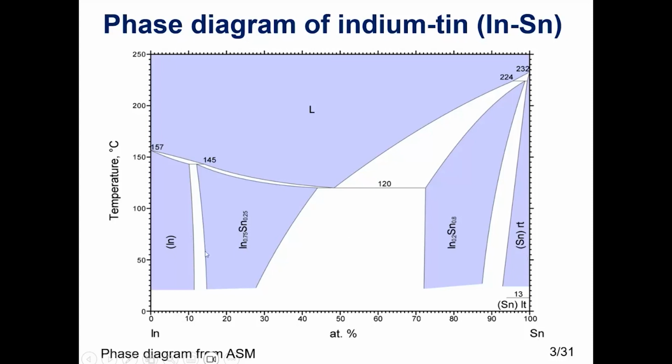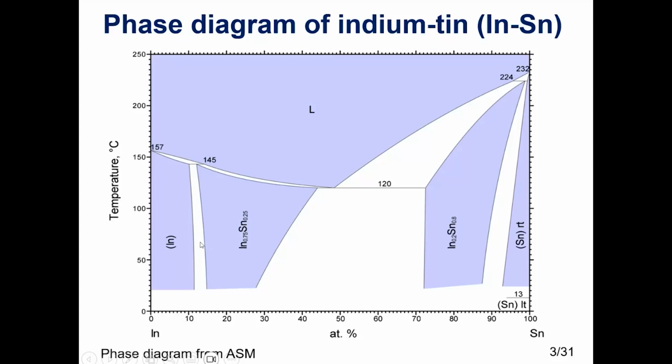So all of these solid phases are separated by coexistence regions. Let's take a look at this biggest one. This biggest one includes, for example, a 50-50 mixture of indium and tin. If you have a 50-50 mixture of indium and tin at temperatures below 120 centigrade, then that mixture will spontaneously separate into an indium-rich phase and a tin-rich phase. And that's true of all of the coexistence regions.